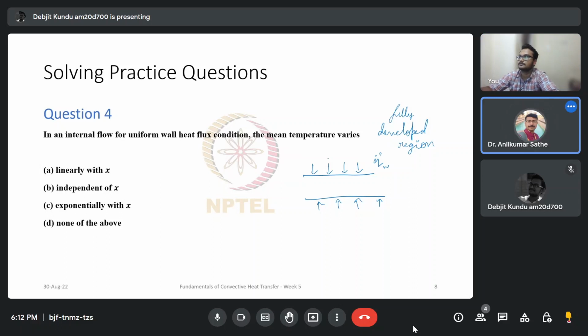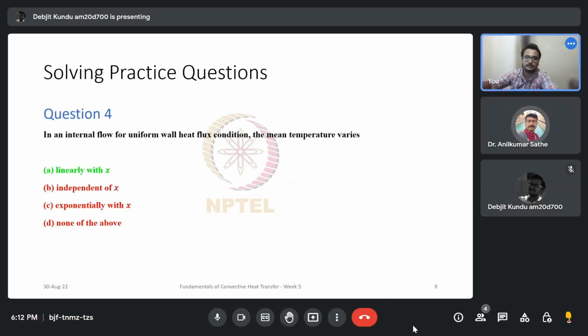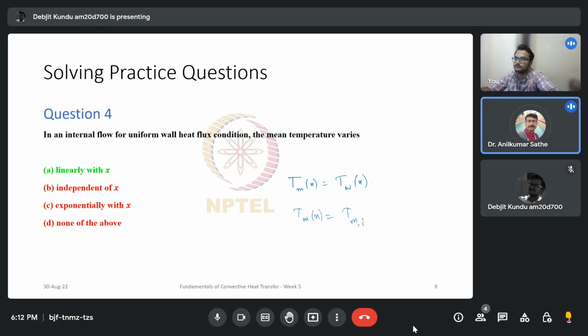It is linear, sir. It is linear, correct. So that's the correct answer. If we write down the expression for mean temperature, it's T_m of x equal to T_mi, the inlet temperature, plus heat flux into perimeter into axial distance x upon m dot Cp. Correct.